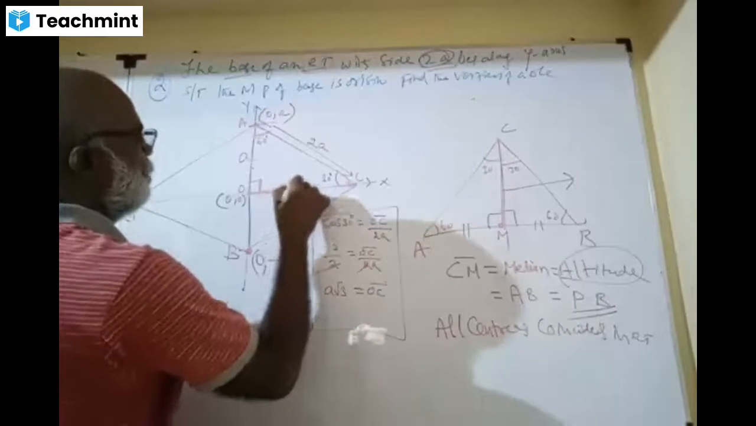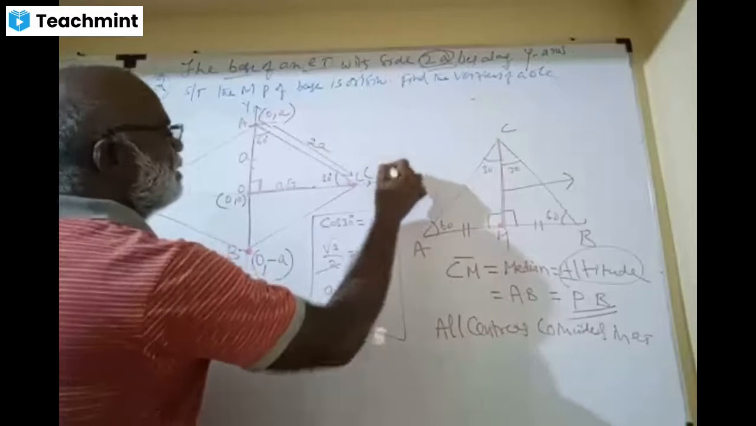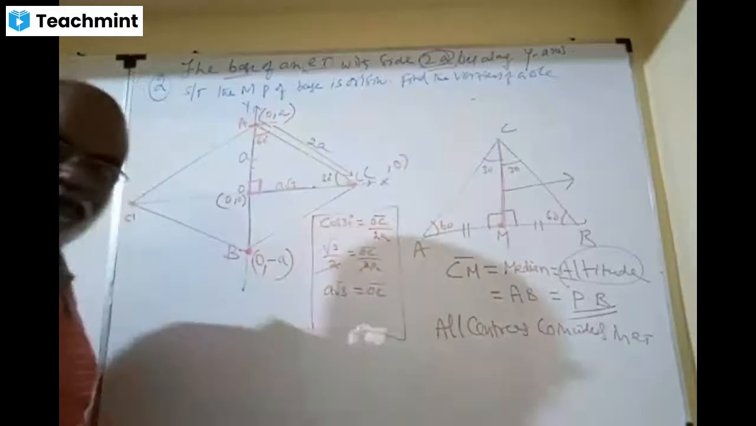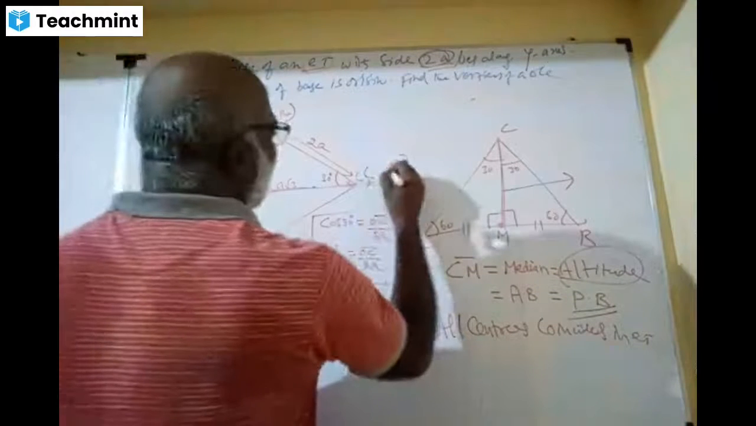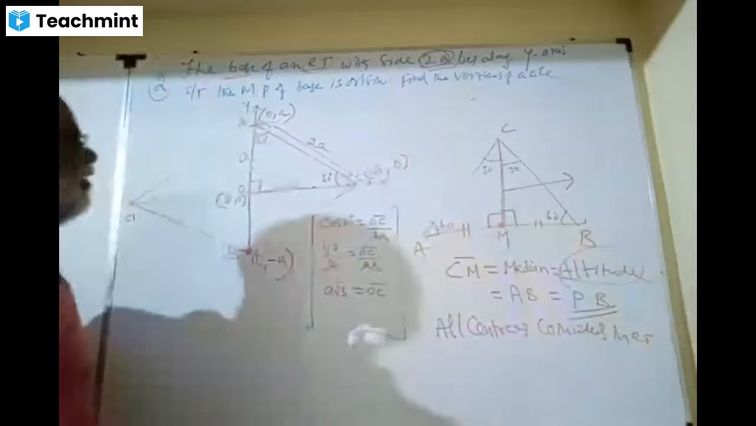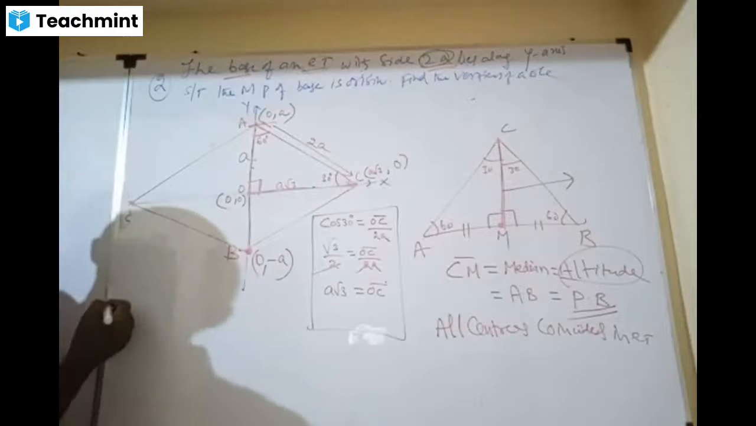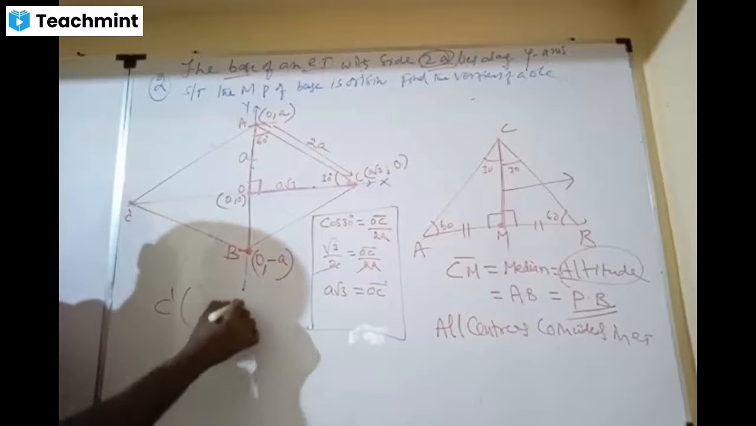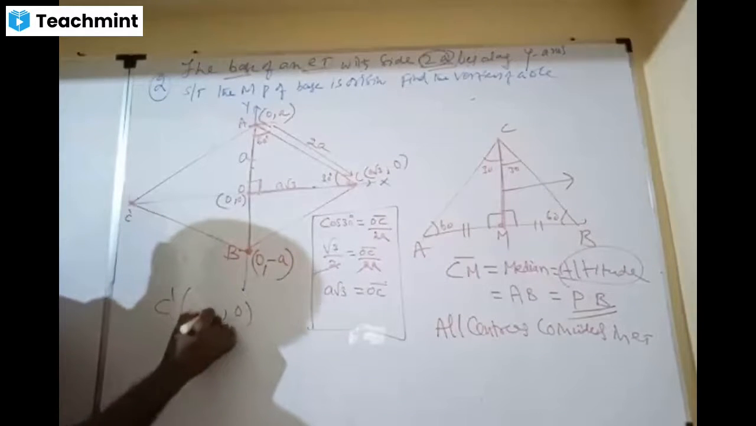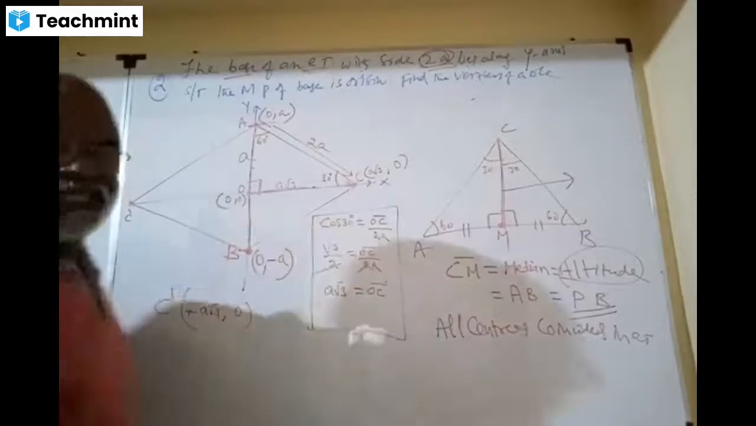So this length is A root 3. What are the coordinates of C? A root 3, 0. Wow, A root 3, 0. What about the coordinates of C dash? Minus A root 3, 0. Brilliant, that's it. This is the story of this problem.